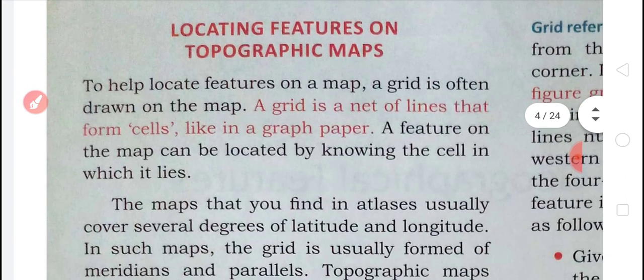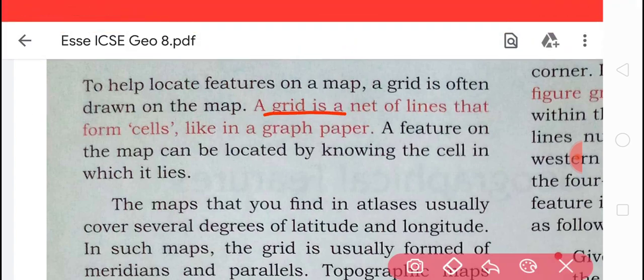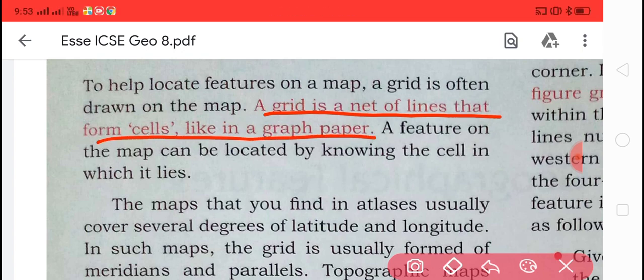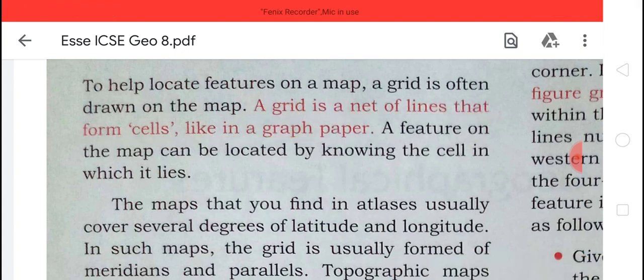So how do we locate a feature on a topographic map? To locate a feature on a map, we draw a grid. A grid is a net of lines that forms cells, like graph paper. A feature on a map can be located by knowing the cell in which it lies.